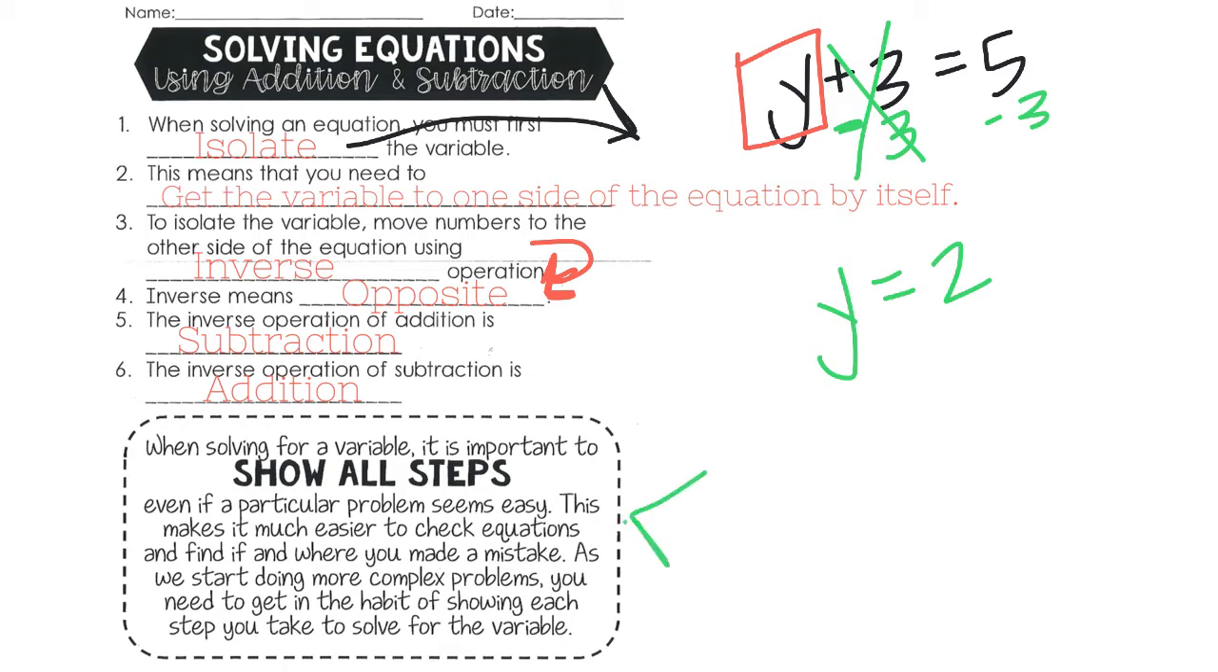So at the bottom here it says, when solving for a variable, it is important to show all your steps. Notice that I wrote down both sides that I was subtracting 3. Notice that I crossed out showing that they canceled each other out. I showed all my work.